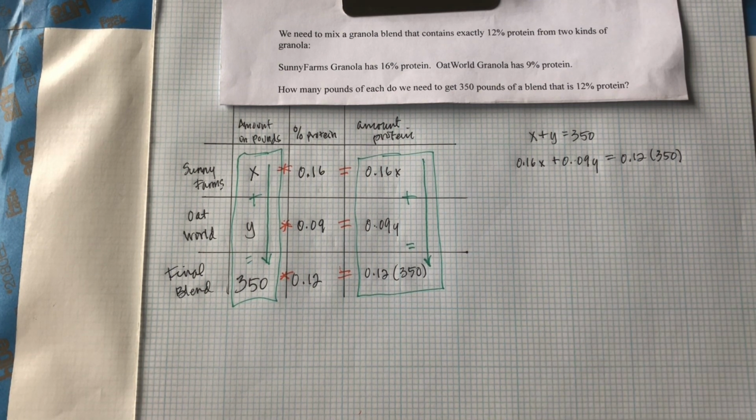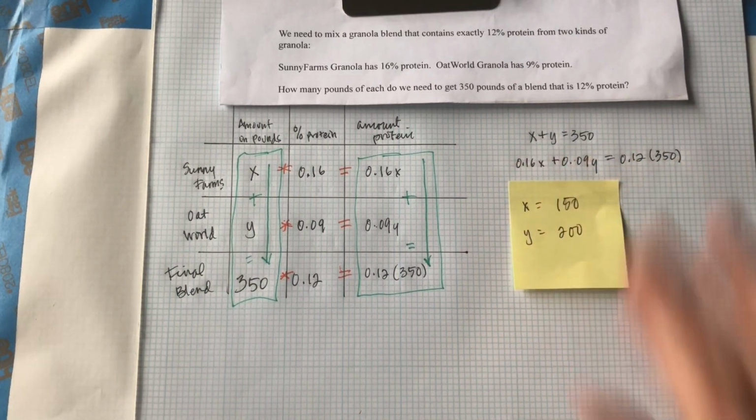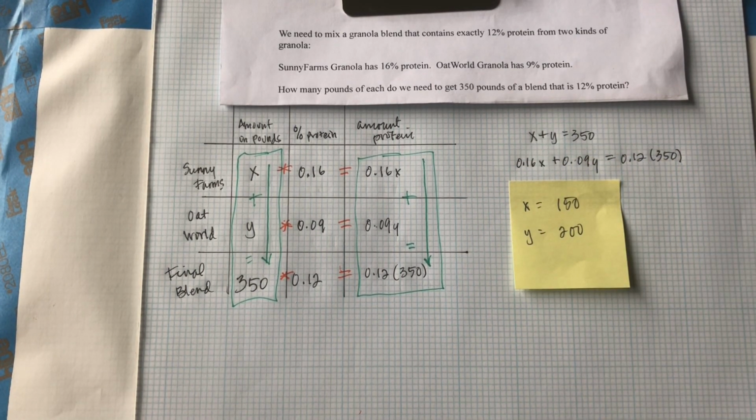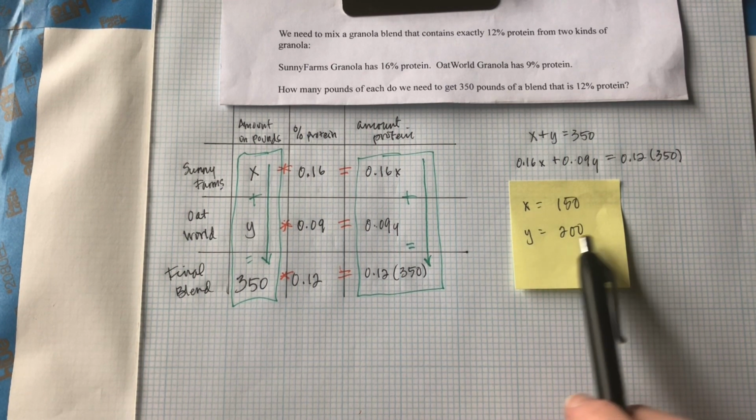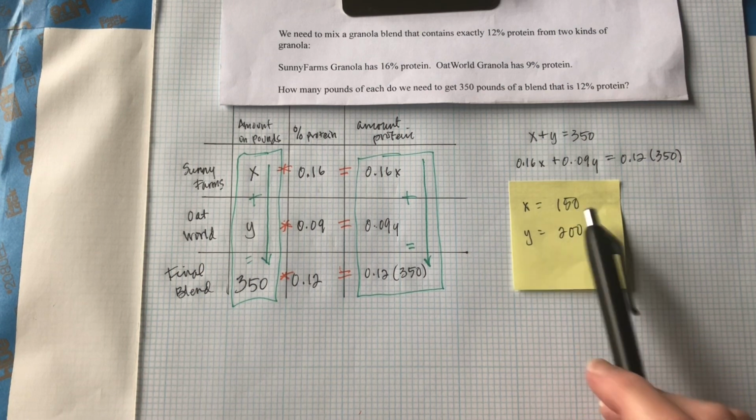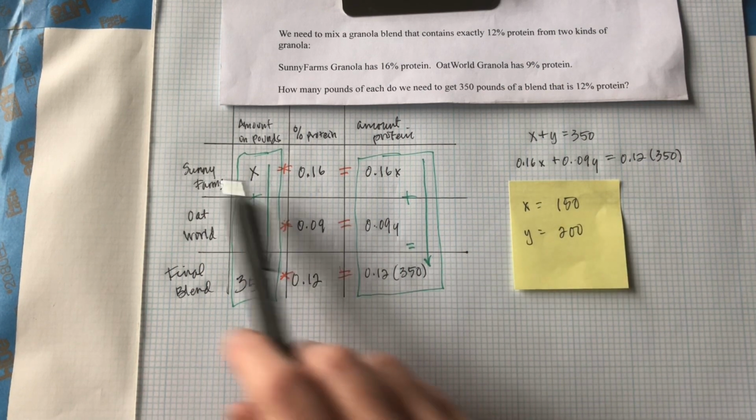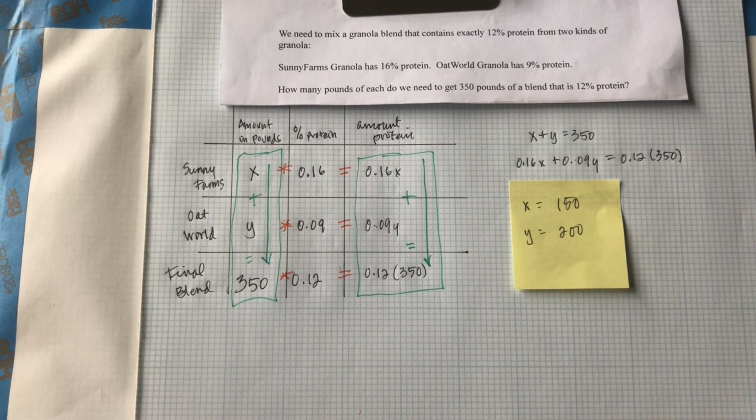One more thing though, just to mention that if you do want to do this on your own and you want to check your answers, those are the final answers. x is going to equal 150 and y is going to equal 200. And just remember in your homework and your test to actually say, like, 150 pounds of Sunny Farms granola, etc., so that you include the units and what item it is you're talking about.